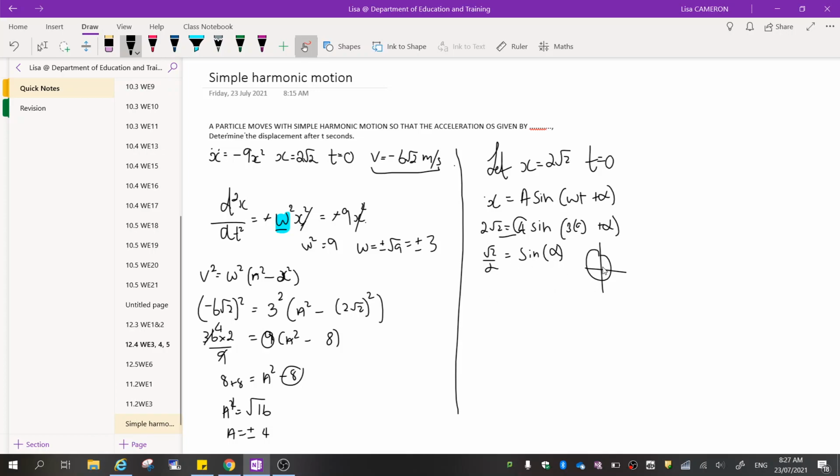Sine is positive in this quadrant and this quadrant, meaning that it is 45 degrees and 135 degrees. Now, if I convert these into radians, because most of these questions will ask for radians, it's going to be pi over 4 or 3 pi on 4. So now we've got this, we've got to check which one it's going to be. Which one is going to make this statement correct?